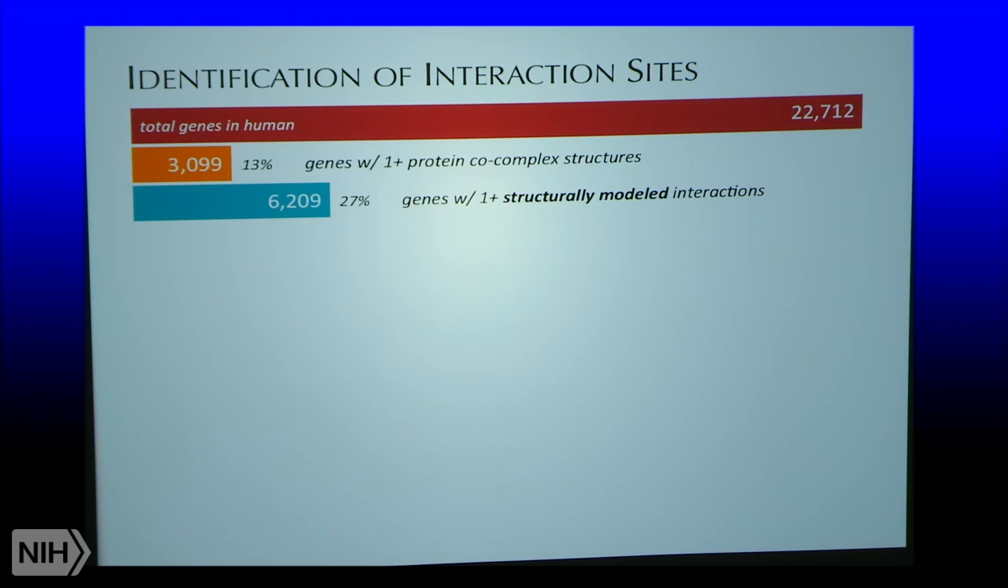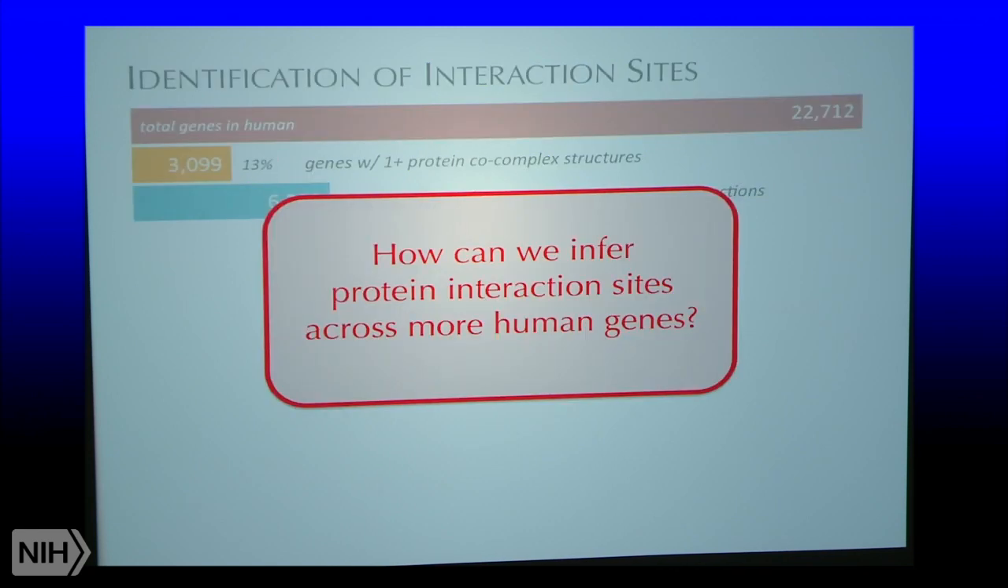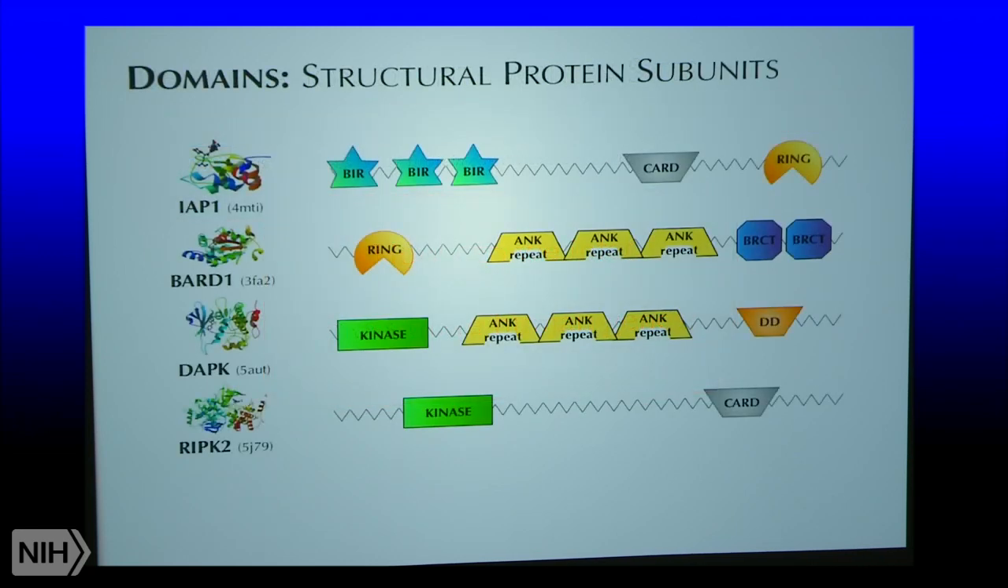So if you do this, you can raise the coverage of protein sequences where you have some information about interaction sites from 13% all the way up to 27%. So this is a step in the right direction. But we wondered, can we do better than this? Can we infer protein interaction sites across more human genes? And it turns out we can if we think about the building blocks of proteins. So proteins are built up of domains. Domains are repeating subunits within a protein sequence or across a protein sequence, and they are the fundamental unit of protein structure, function, and evolution.